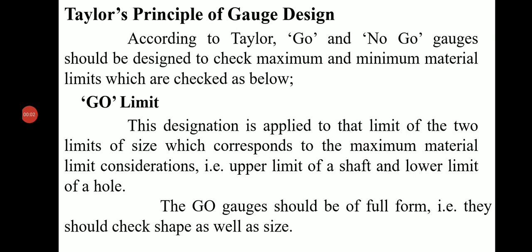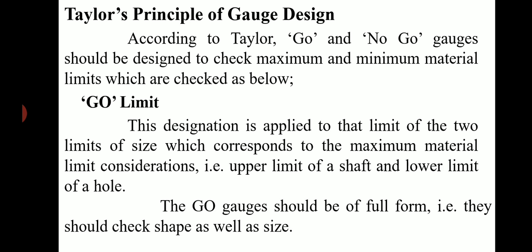Taylor's principle of gauge design. According to Taylor, go and no-go gauges should be designed to check maximum and minimum material limits, which are checked as below. Go limit. This designation is applied to that limit of the two limits of size which corresponds to the maximum material limit considerations, that is, upper limit of a shaft and lower limit of a hole.